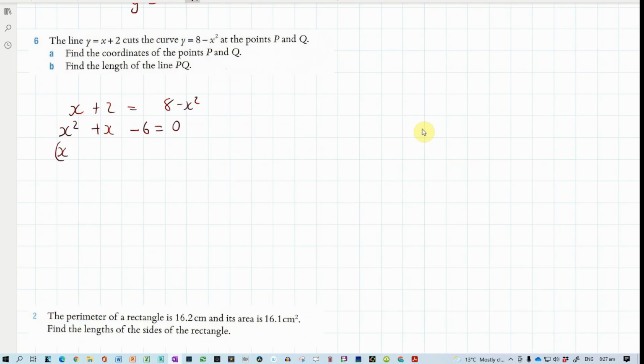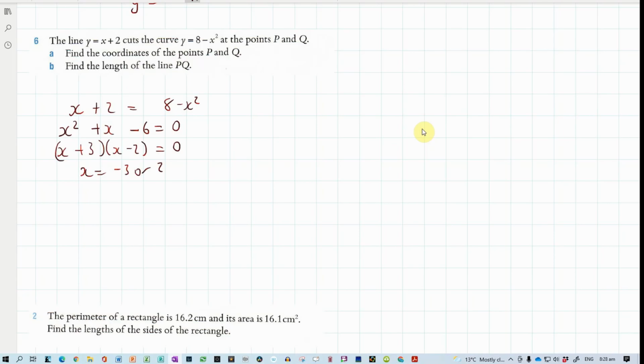And this looks very familiar. I'm pretty sure we did something like this just before. When I factorize it, I should get that. Let me just quickly check that I've done this all right. x squared plus x minus 6. Yes. Okay, so we get x is equal to minus 3 or 2. Those are the 2 points where it meets.